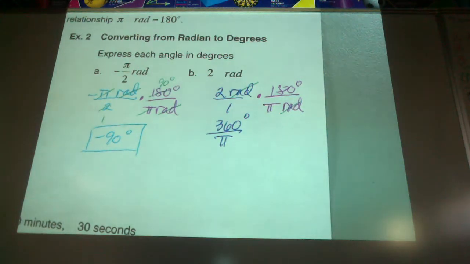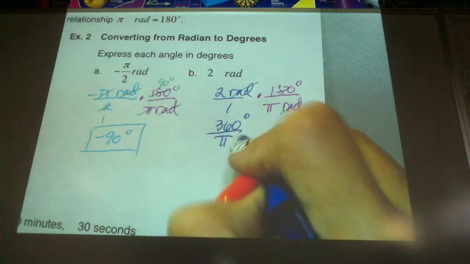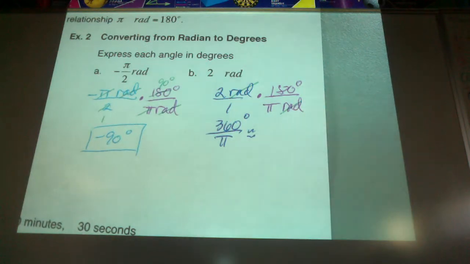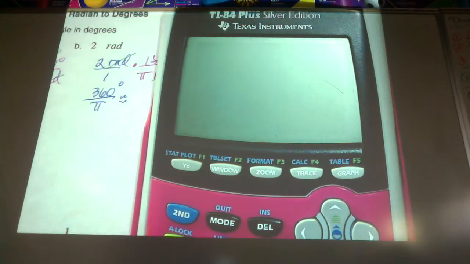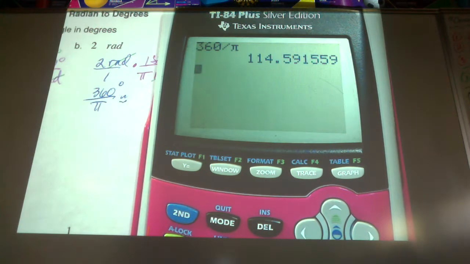That's actually a degree measure, which is approximately equal to, if you were on the calculator portion of your test, then we would exchange. We would take our 360 and divide it by the calculator's pi. Don't use 3.14 because that's a rounding in the middle of a calculation. And then round that to 2 decimal places. What do you get? 114.59 degrees.